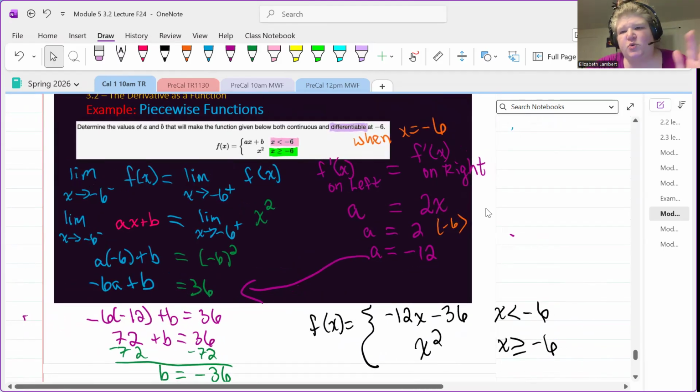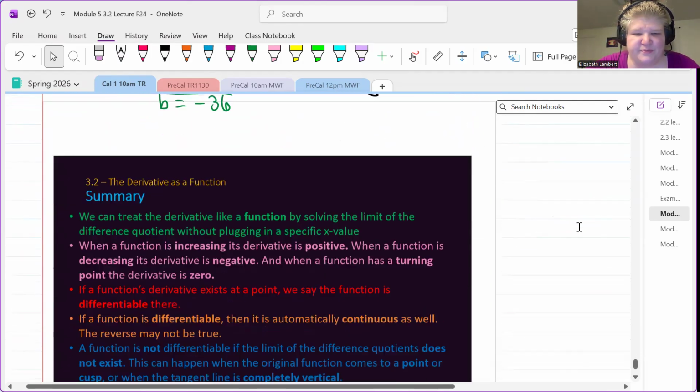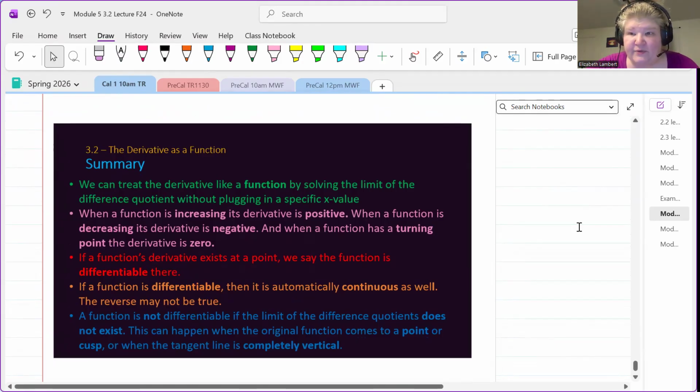Now, in the next section, we're going to cover all the shortcut rules. So you won't have to use the definition of a derivative to do the differentiability here. We'll have the shortcut rules to help us work these problems. And then we just had our summary, everything we covered. All right.